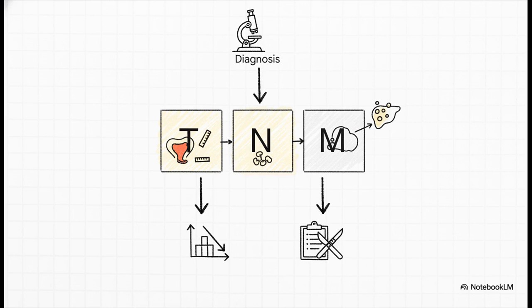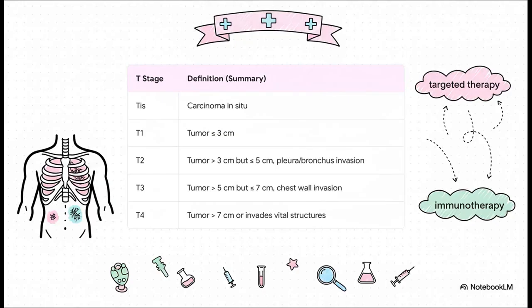Okay, so you've got your diagnosis. What's next? Staging. And let me tell you, staging is everything. It's not just some academic exercise. It's the single biggest factor that determines prognosis and the entire treatment plan. And the gold standard for that? The TNM system. So let's break TNM down, starting with the T for tumor.